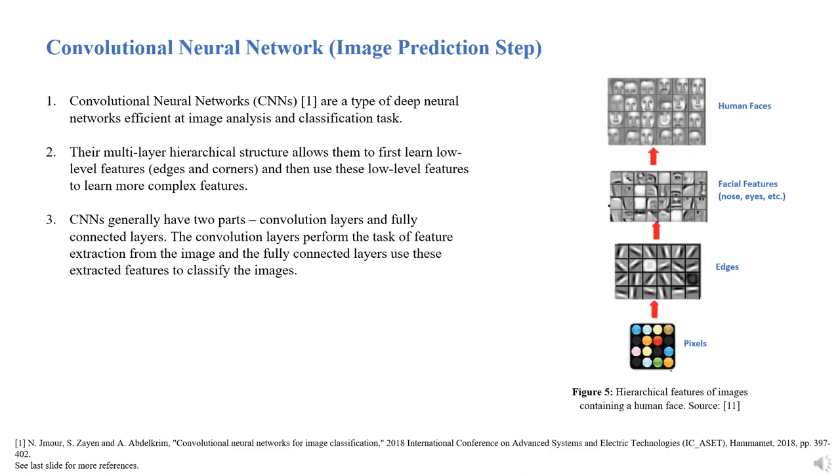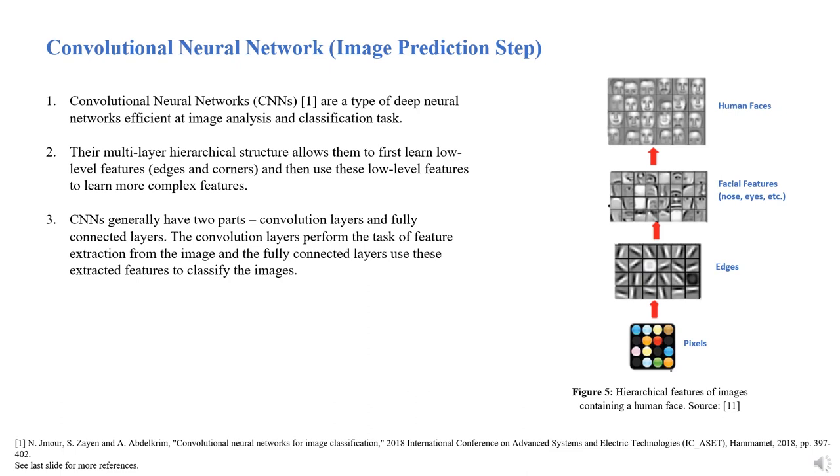Image prediction step uses a particular type of deep neural network called convolutional neural network, or CNN in short. CNNs are efficient at image analysis and classification tasks. Their multi-layer hierarchical structure allows them to first learn low-level features, edges and corners in the case of an image, and then use those low-level features to learn more complex features. CNNs generally consist of two parts: convolutional layers and fully connected layers. The convolutional layers perform the task of feature extraction from the image, and the fully connected layers use these extracted features to classify the image.